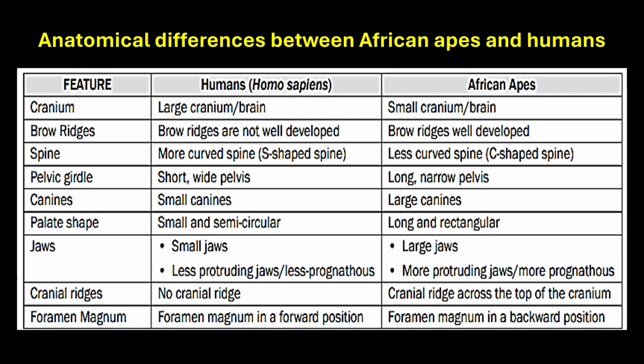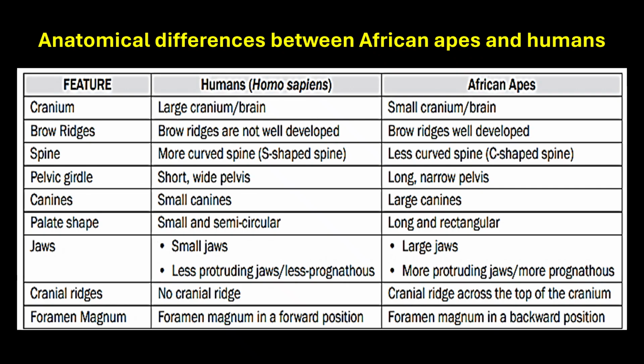Cranium: humans have a large cranium or brain size; African apes, theirs are small. For brow ridge, humans, ours is not well developed; for African apes, theirs are well developed. For the spine, ours is S-shaped or more curved; African apes, theirs are C-shaped or less curved. Pelvis: ours is short and wide, and theirs is long and narrow.